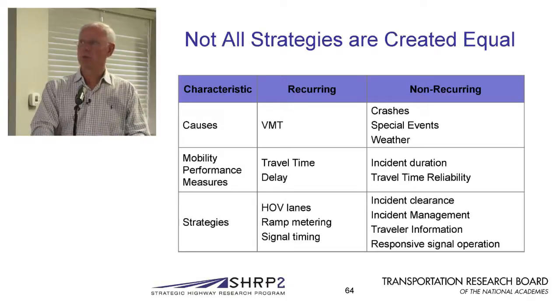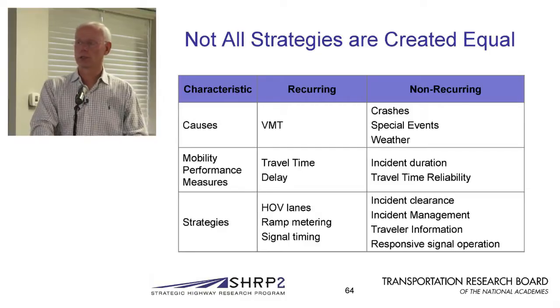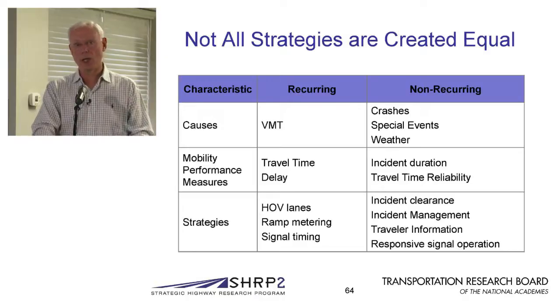On the other hand, if your problem is more on the non-recurring side, the causes might relate to incidents, might relate to weather, those kinds of things. Then your performance measures really deal with how well you're managing those situations, how quickly you're clearing incidents and restoring conditions. You're looking at that reliability measure that we've discussed.